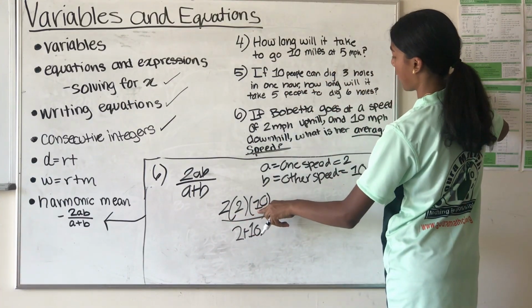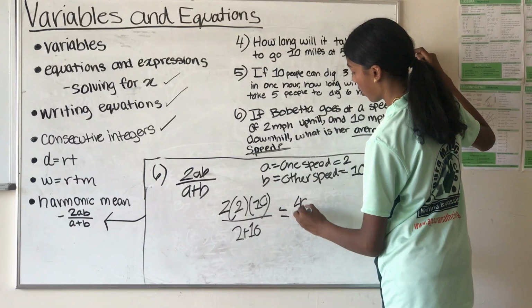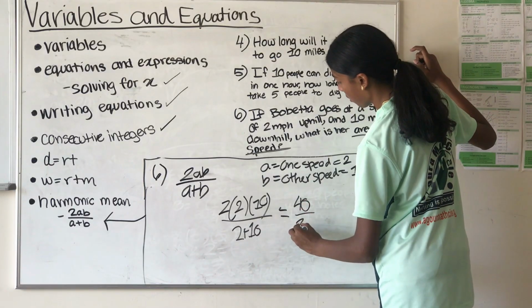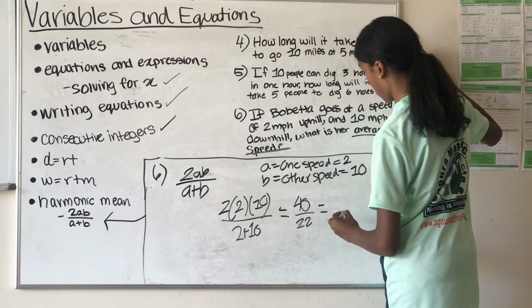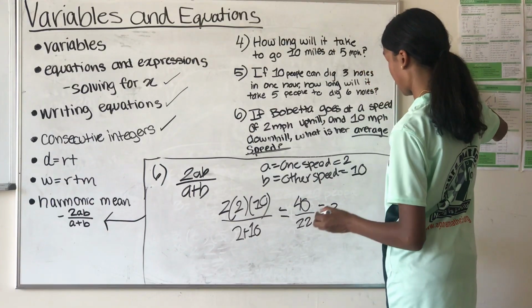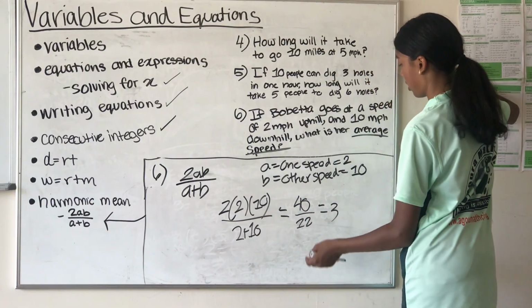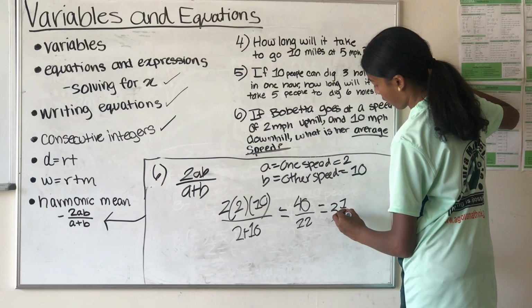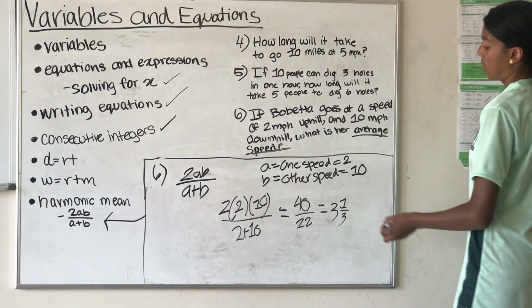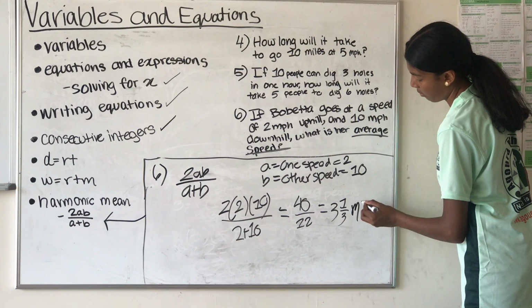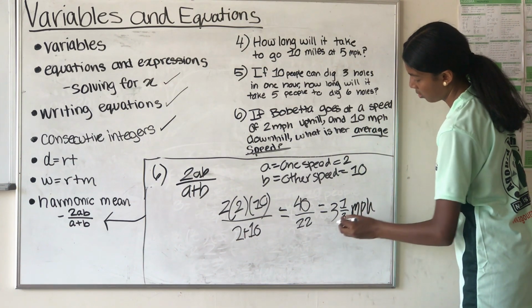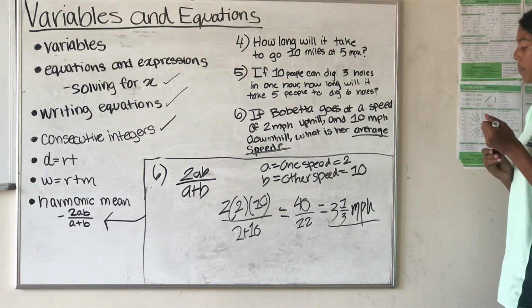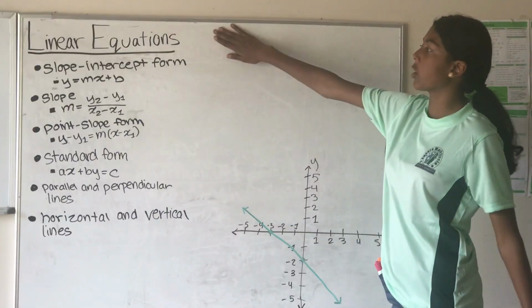2 times 2 times 10 is going to be 40 over 12, and this is equal to 3 1/3. So that's going to be her average. So that's it. So now we're going to go over linear equations.